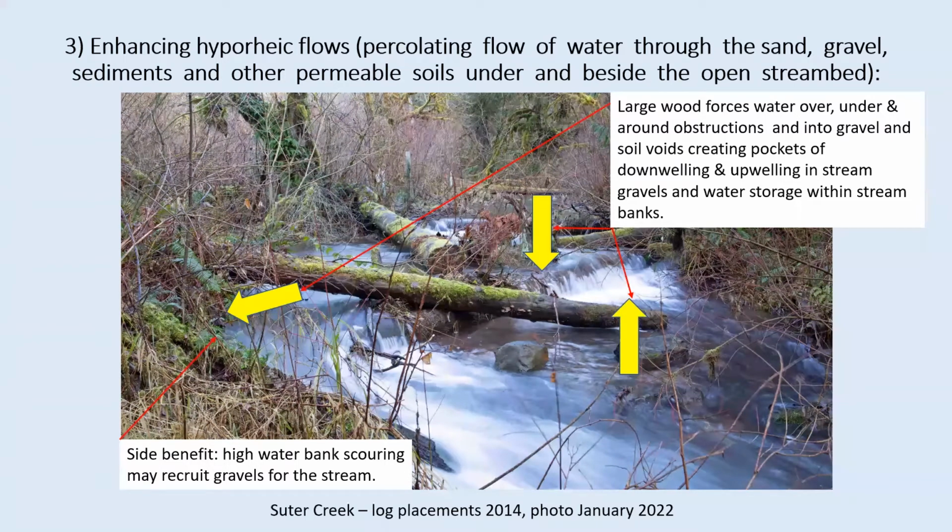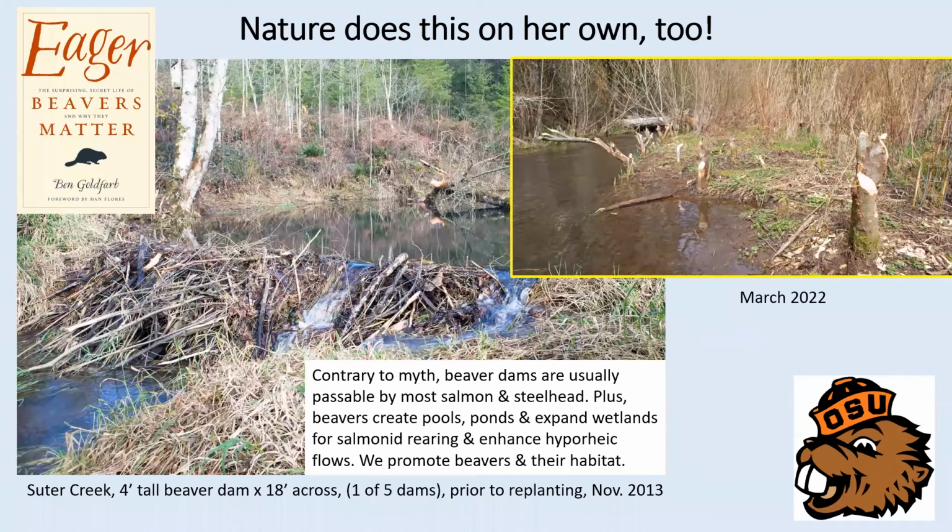And one way is the use of beavers. And contrary to myth, beaver dams are usually passable by most salmon and steelhead. Plus beavers create pools, ponds, and expand wetlands for salmonid rearing and enhance that hyporheic flow regime. And so we promote beavers and their habitat, and there's been a move afoot, particularly in Oregon and Washington, to expand beaver habitat because people are recognizing the importance of these mammals.